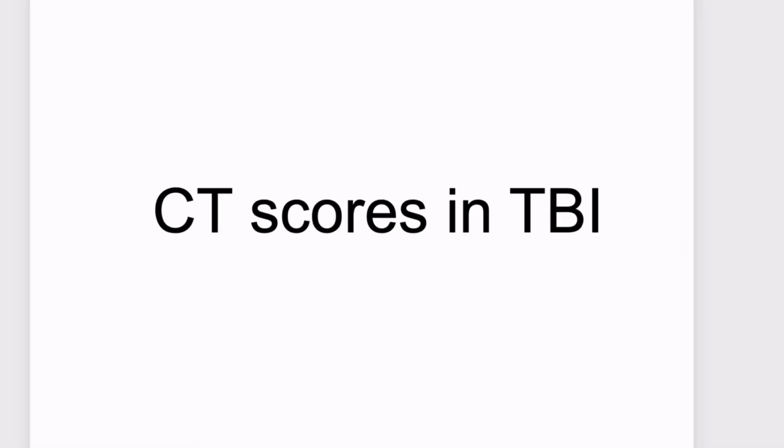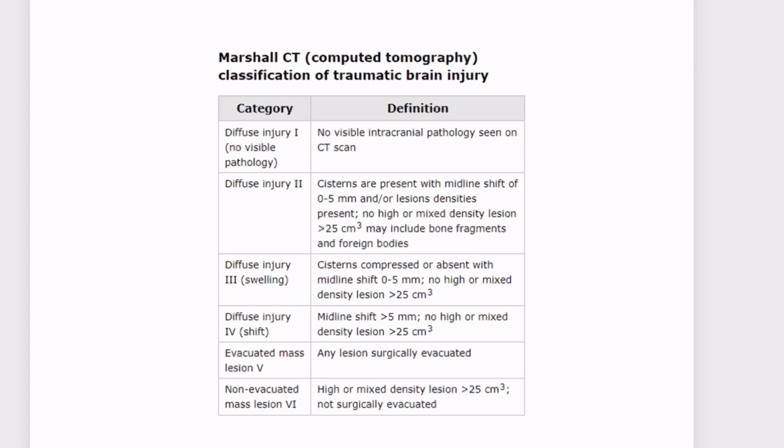Today we are going to discuss CT scores in traumatic brain injury. The first score is the Marshall CT score. The Marshall system places patients in one of six categories, 1 to 6, of increasing severity on the basis of findings on non-contrast CT scan of the brain. Higher categories have worse prognosis and survival.